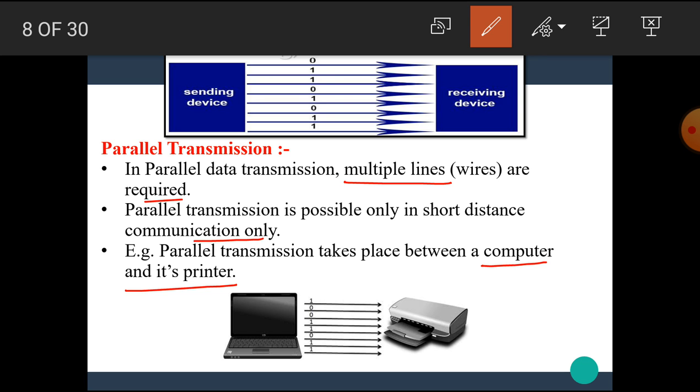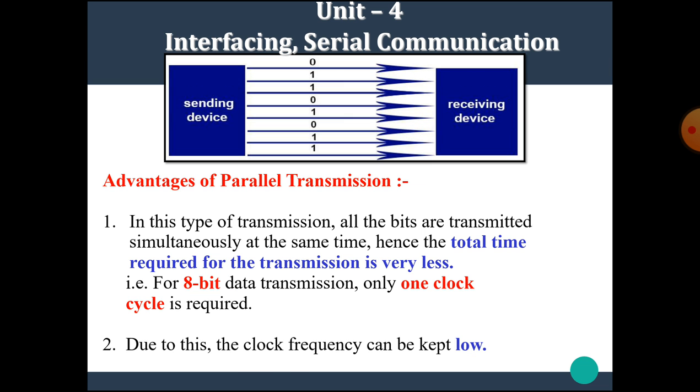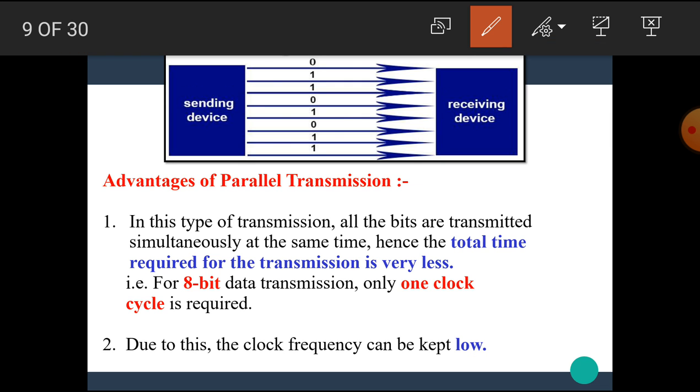The reason is that for long distance communication, for 8-bit data, we require 8 separate lines, which increases the entire cost and complexity of the circuit. Hence, parallel data transmission is not preferred in long distance communication. I hope you all understand why parallel transmission is not used in long distance communication.